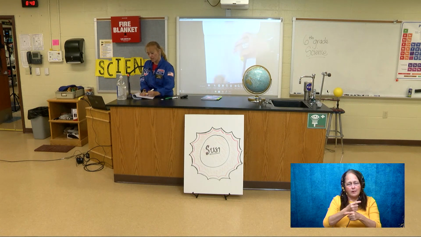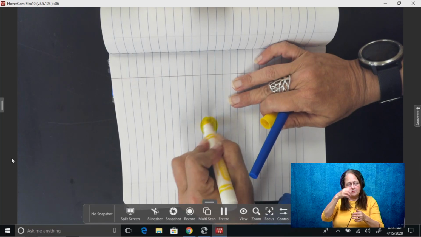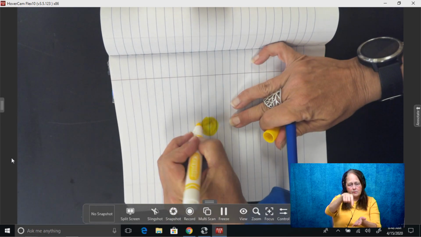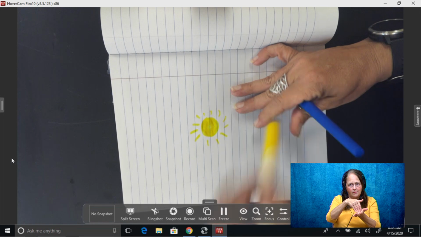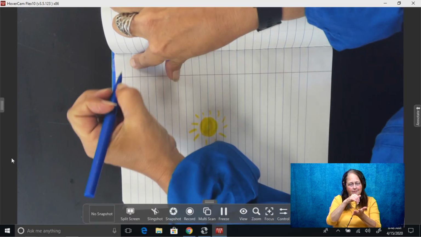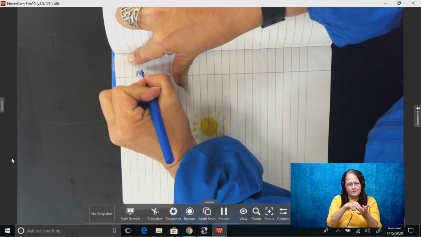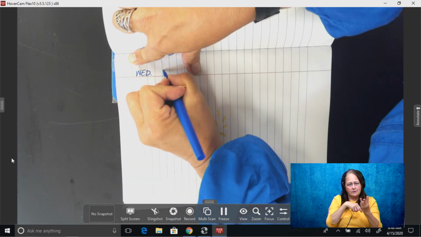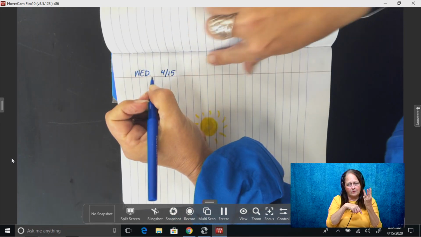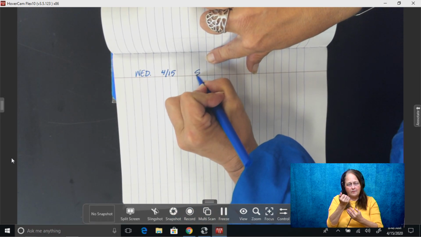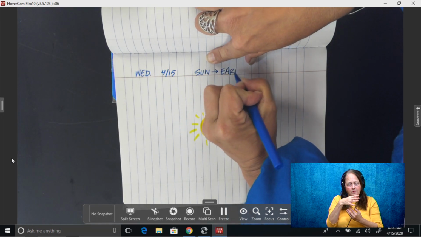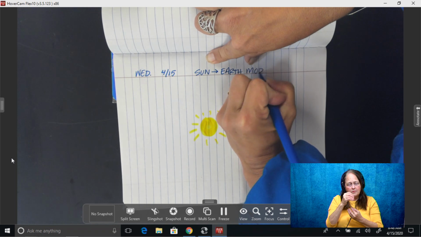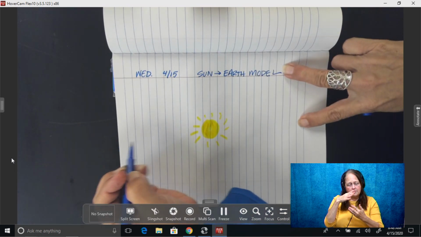So let's start with our sun in the middle. Boom. I'll even give him some sun rays. I'm going to date this Wednesday, 4/15, and I'm going to say sun-earth model. All right, here's our sun-earth model.